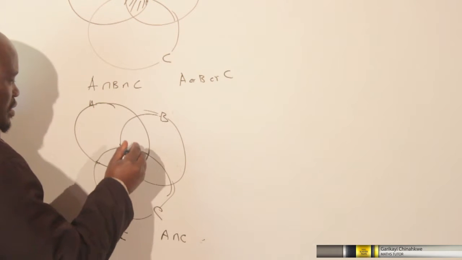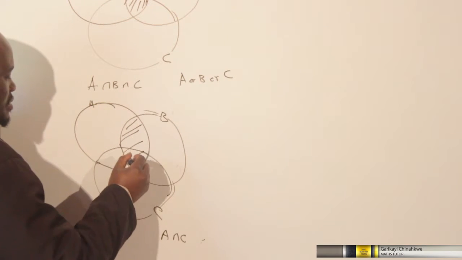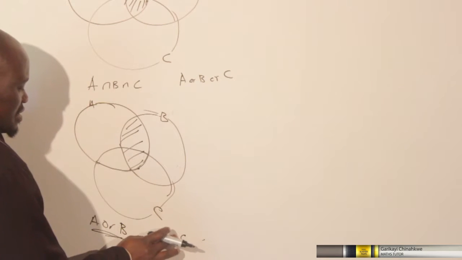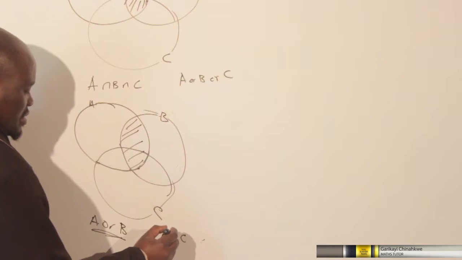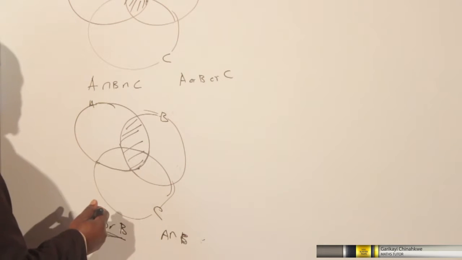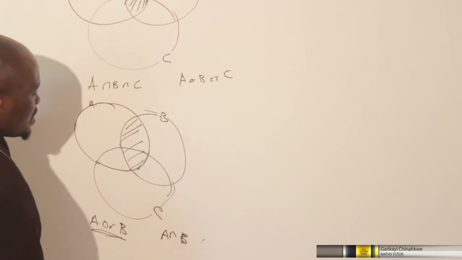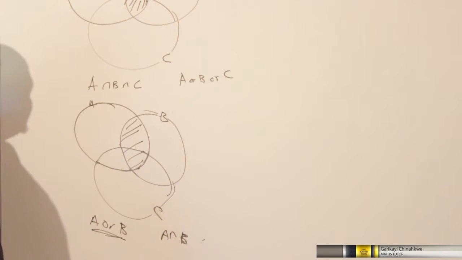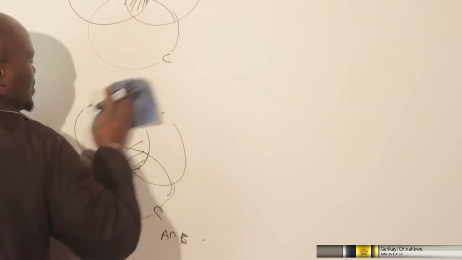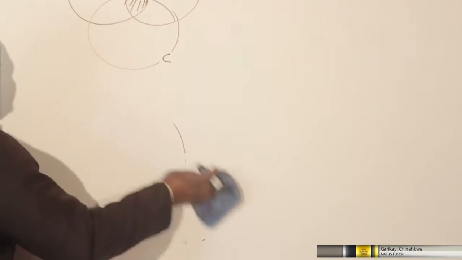And then I'm shading this part. So this part is A and B. So it's A intersection B. This is A and B. A intersection B. Same story again. Then we've got this. Again, I'm going to use this diagram on top.